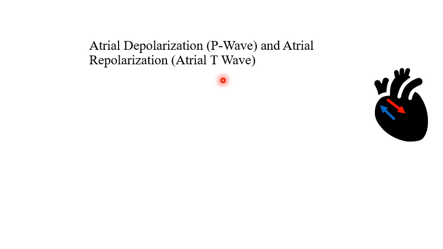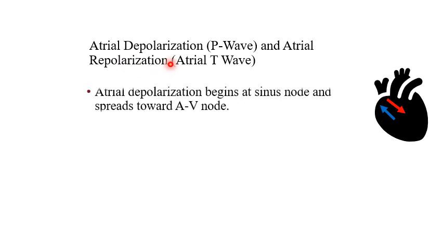And now let's go back and look at the atrial depolarization and atrial repolarization. And we know that atrial depolarization has a P wave on the ECG. Actually, atrial repolarization we don't see, and we explained before that it happens during the QRS complex, so it is masked by the QRS complex.